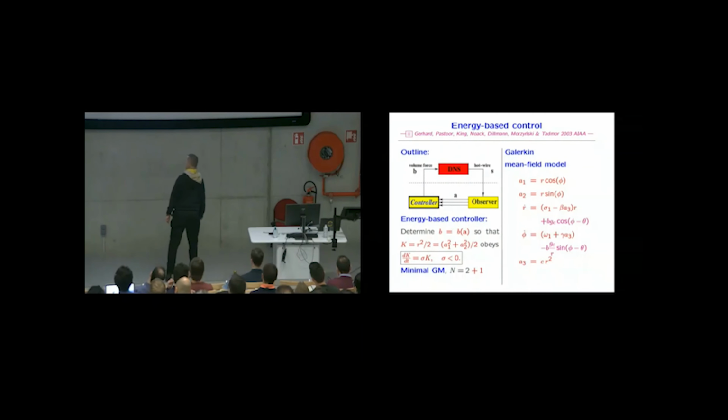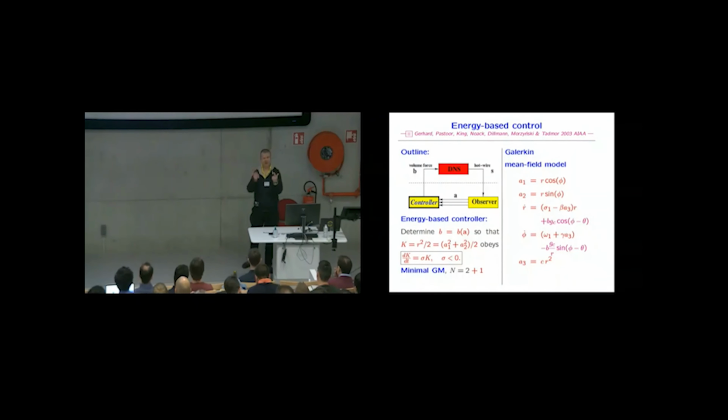Could this work? Well, we have A1, A2, A3 is slaved. We have B, so we are in a three-dimensional phase space. We have two evolution equations from our Galerkin model. So we have one wish free. Our wish is now to have a decaying fluctuation rate. And with this, we can in principle derive our controller.